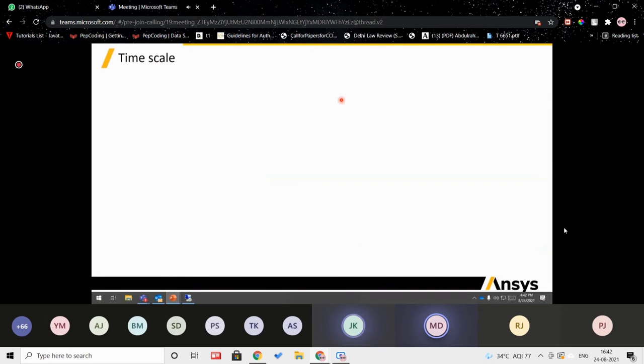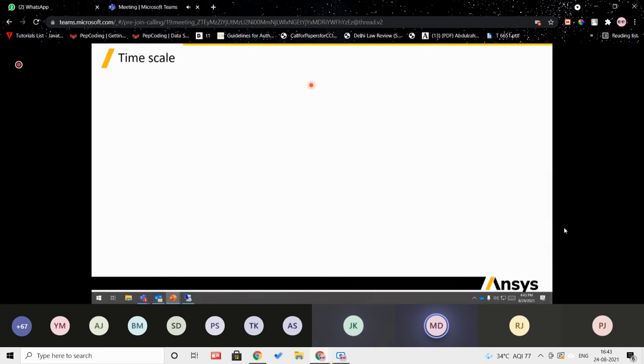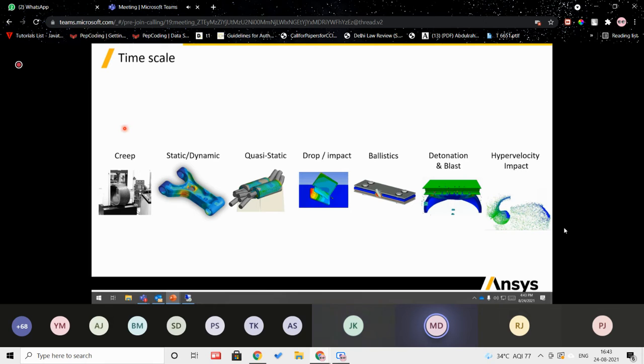Okay, so now let us see. First, we have seen the implicit concept, like static analysis and all. Now we look at the time scale of the analysis, or the problems which we face nowadays in real life scenarios. When I talk about the time scale of a problem, we have different types of analysis. First comes the creep phenomena, and then comes static or dynamic analysis. Then we have quasi-static analysis. Then we have drop test, ballistic test, detonation, hypervelocity impact.